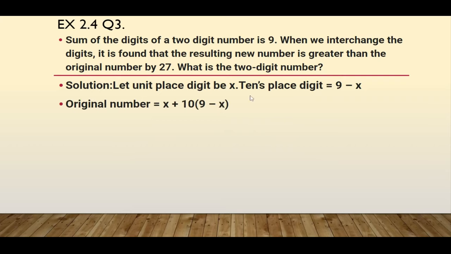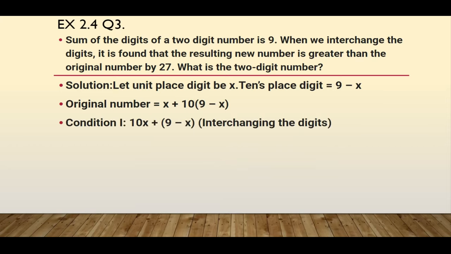What happens to the original number? The original number will be 10t plus u: 10 into the tens digit, which is 9 minus x, plus u, which is x. What will be the interchanged number? The interchanged number will be 10u plus t. So 10 times u, which is the units digit x, plus t, which is the tens digit, 9 minus x.